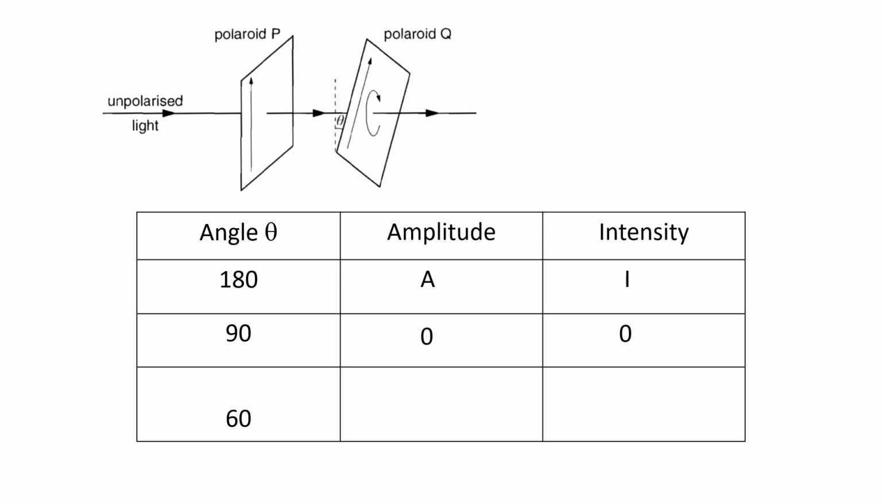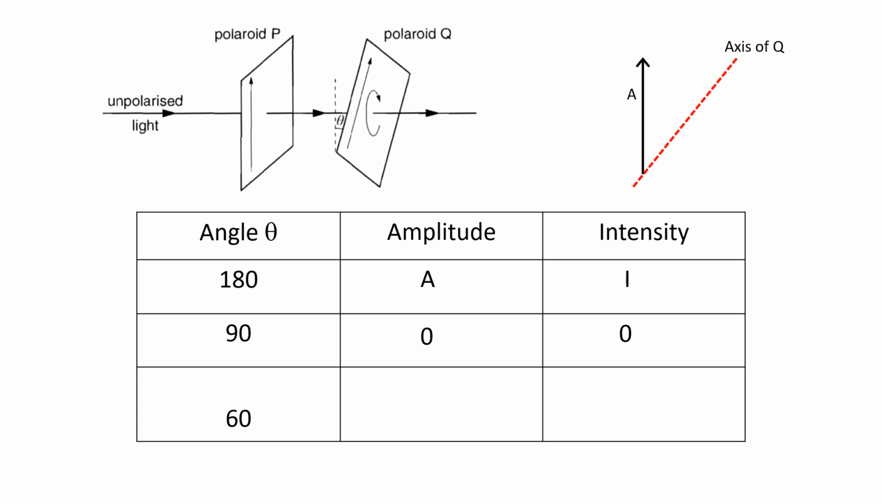What happens if the angle between the axes of polarization of P and Q is 60 degrees to each other? So in this case, you got to think about what component of the amplitude will be able to pass through Q. So I can imagine after passing through P, I have an amplitude A. Now I have the axis of polarization for Q in this direction.